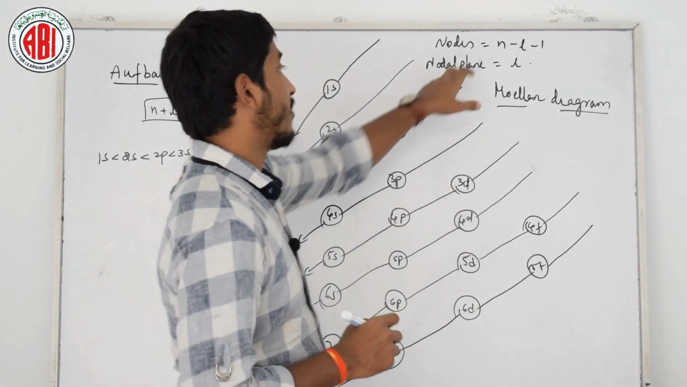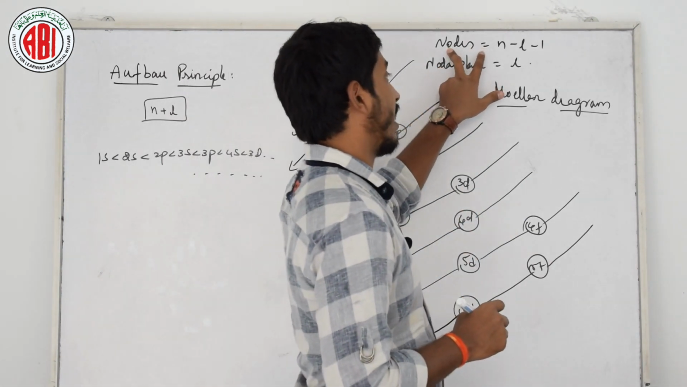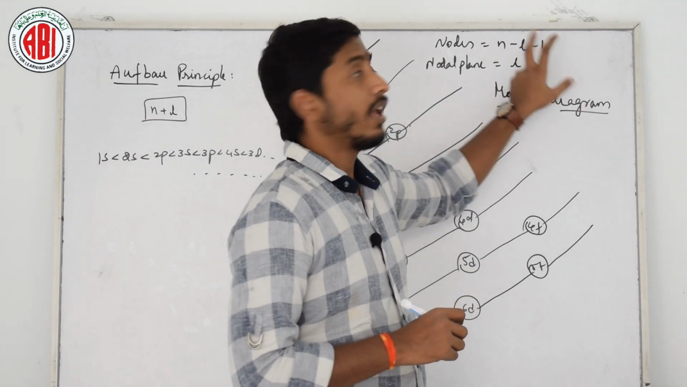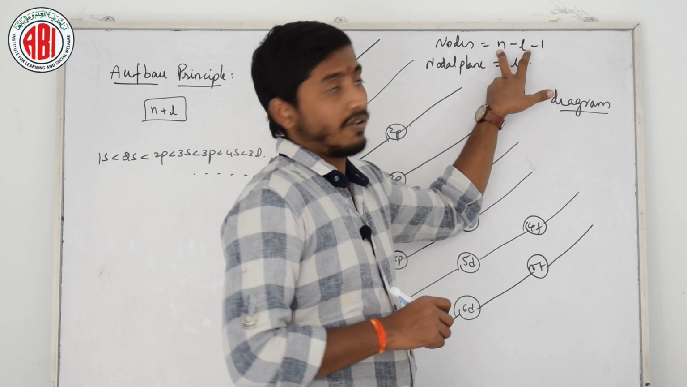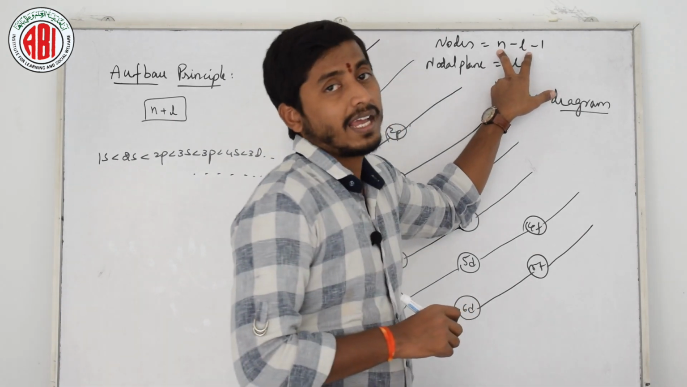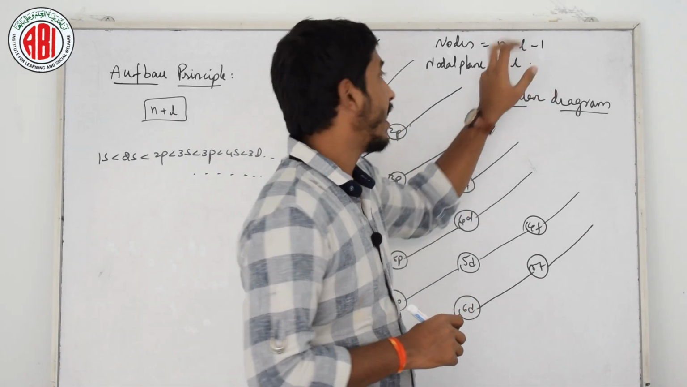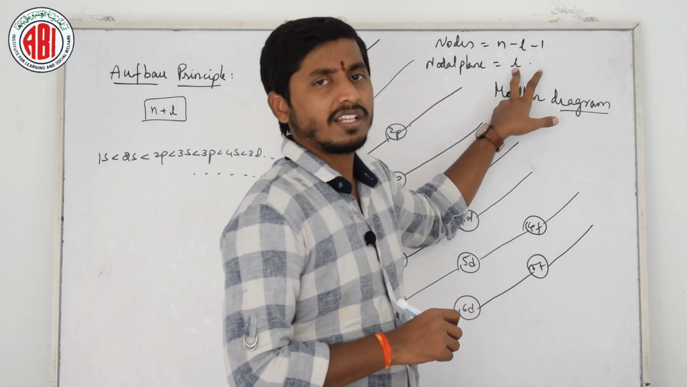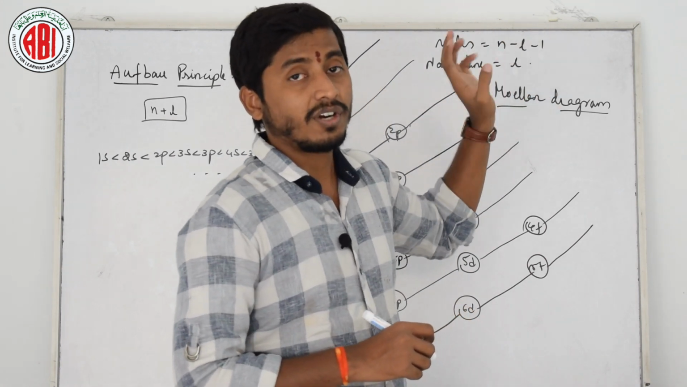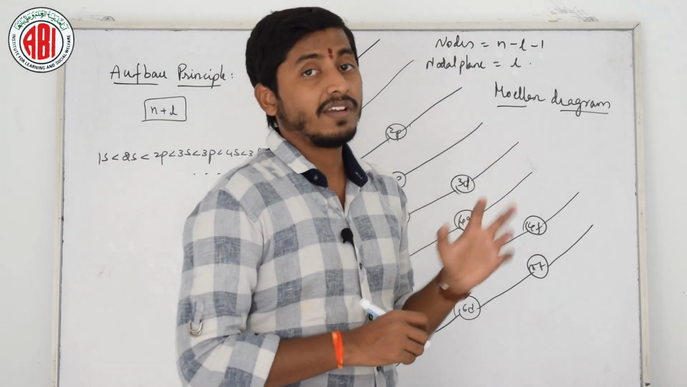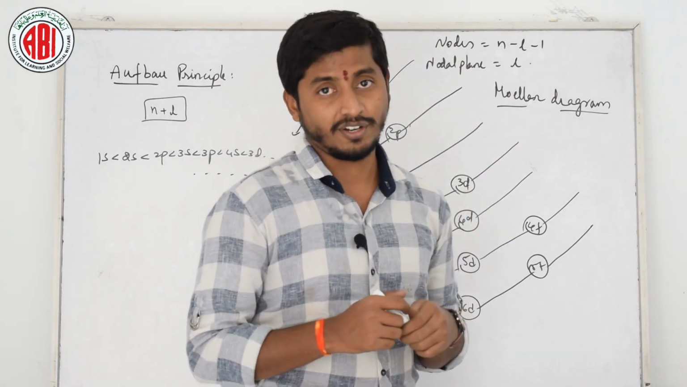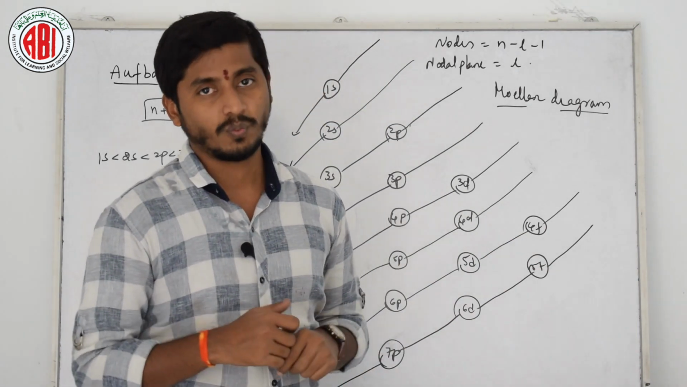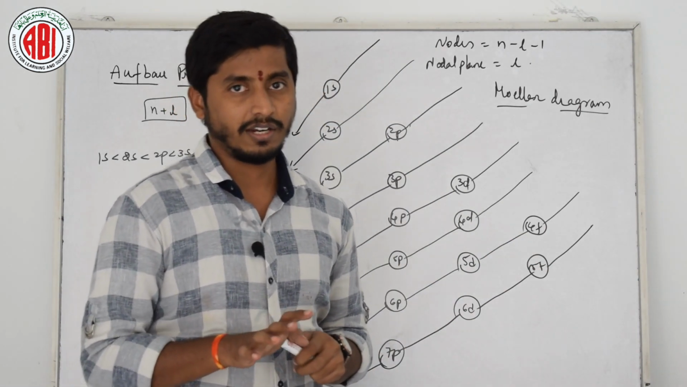How many nodes can we have? There is a formula: the number of nodes in an atom is n minus L minus 1, where n is the principal quantum number and L is the azimuthal quantum number, right? And the number of nodal planes is nothing but L. What is a nodal plane? The plane in which we cannot find an electron, or the plane in which the probability of finding an electron is 0. Okay, did you understand?